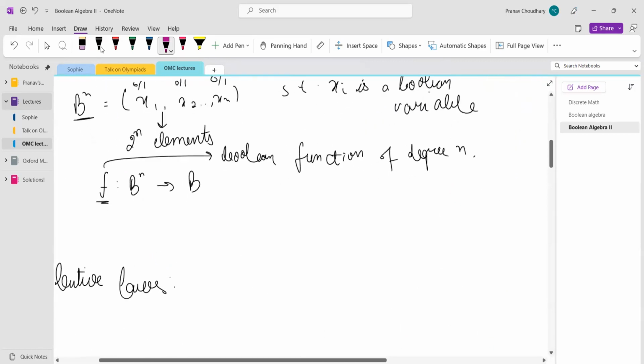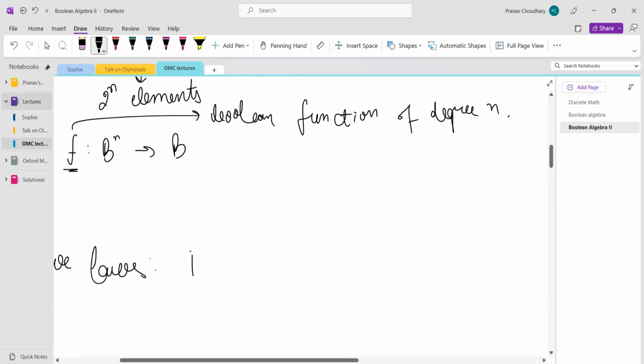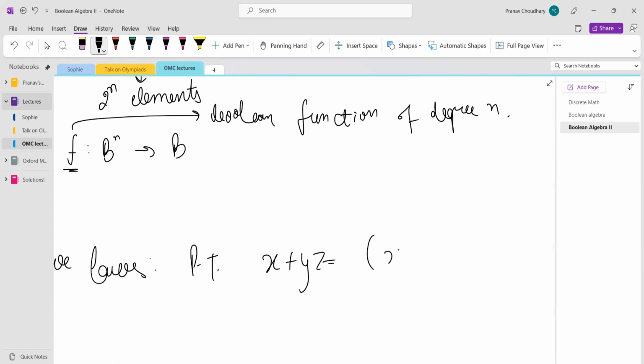So let's consider this thing. Prove that x plus yz is equal to x plus y times x plus z. Try to do this. Take a minute or so. x, y, and z are Boolean variables.